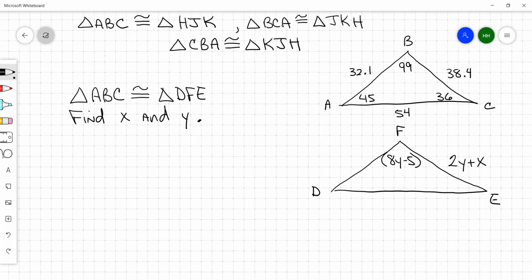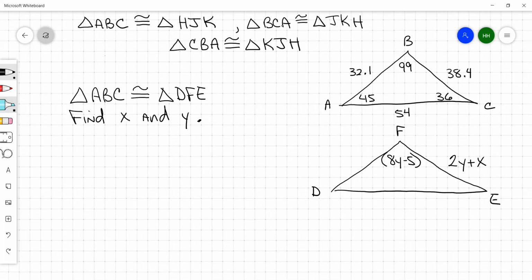So when you're glancing at this problem and you have to solve for x and y, solve for one variable first, okay? Because this expression over here on the right has two variables in it. Side FE is equal to 2y plus x. So if we solve for 8y minus 5 first, we can substitute for y and solve for x. And here's how we're going to do that. This is where these highlighters come in handy.